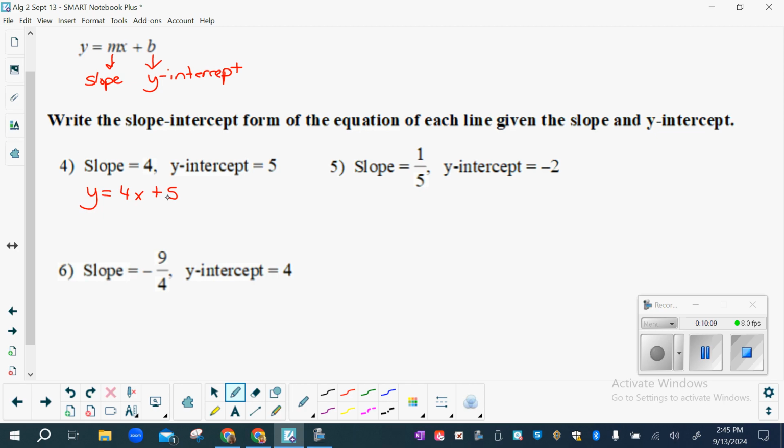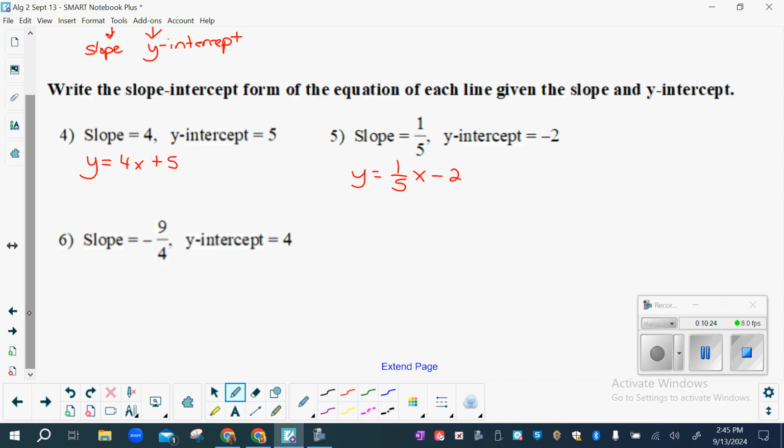Okay, what would the next one be? y equals 1/5 x minus 2. So I put a 1/5 where the m is and the -2 where the b is located. Go ahead and do number 6.